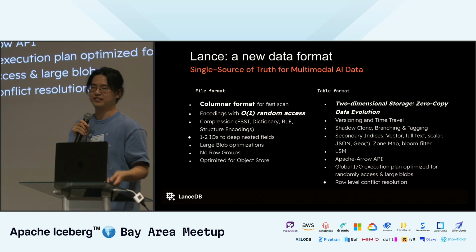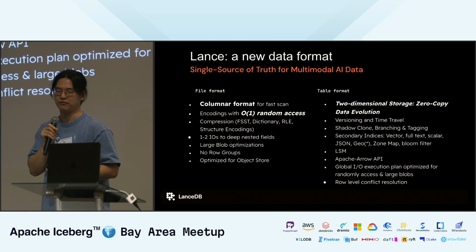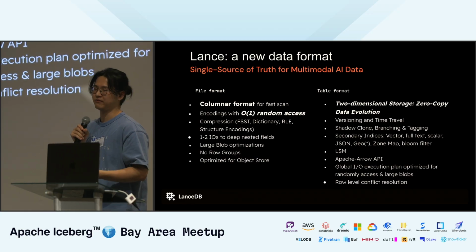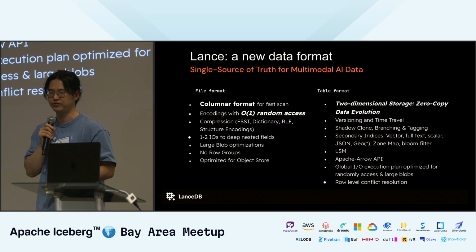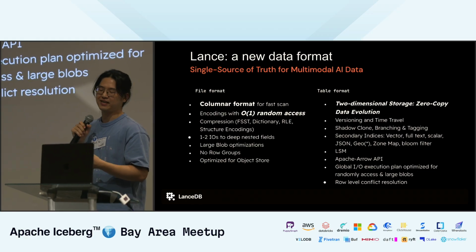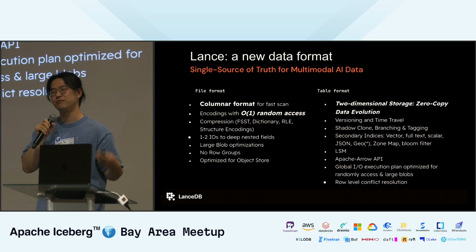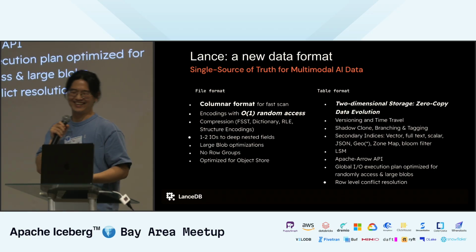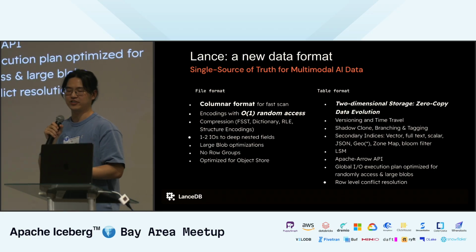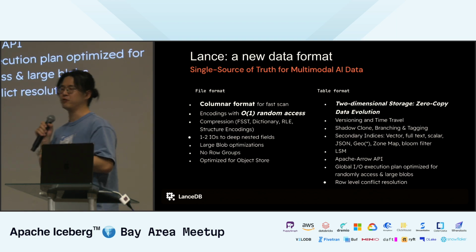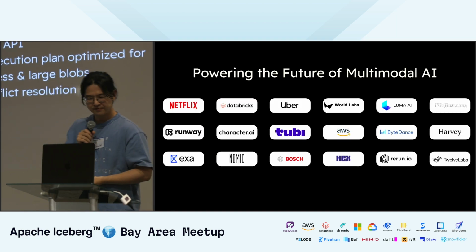So lots of the efforts are built into optimizing random access performance so that it can be better served for search workloads like vector search and full text search. And the table format is kind of similar to Iceberg, actually closer to Delta Lake. And there are some native features, such as two-dimensional storage and zero-copy data evolution, that are more oriented for machine learning and AI use cases.